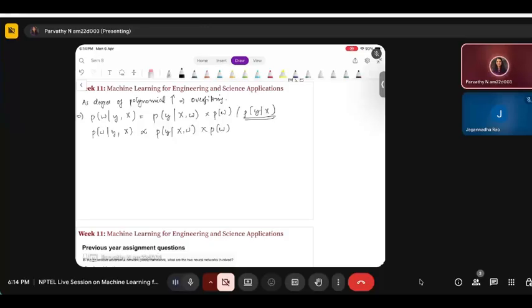The term P of W is called the prior distribution. That is, this is our belief about W before seeing any data. So before seeing any data, we believe that this is the value of W. To discourage very large weight values, we usually choose a Gaussian prior with zero mean.